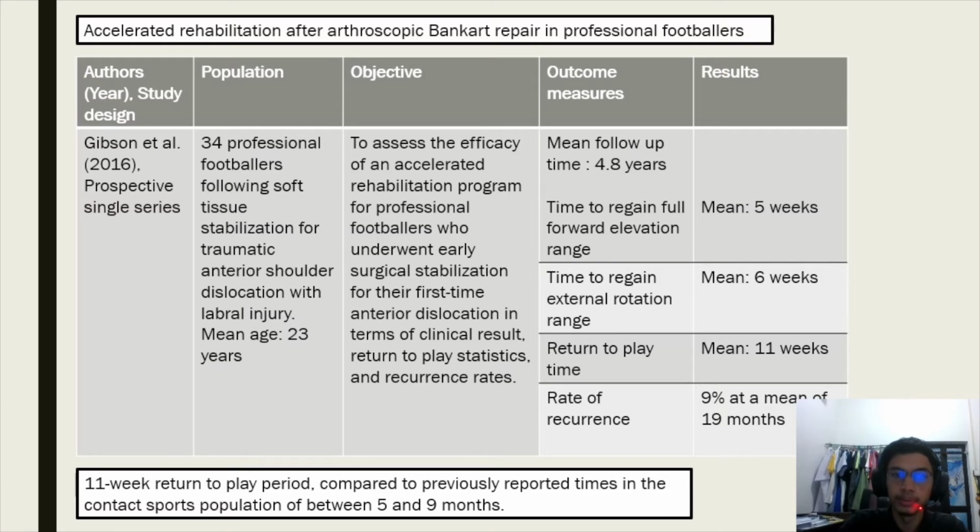So the outcome measures were measured at a mean follow-up time of 4.8 years. First, they measured the time to regain full forward elevation range. The result is a mean of 5 weeks. Next is the time to regain external rotation range, at 6 weeks mean. Next, return to play time in 11 weeks and rate of recurrence at 9% at a mean of 90 months. The study shows an 11-week return to play period compared to previously reported times in the contact sports population of between 5 and 9 months.